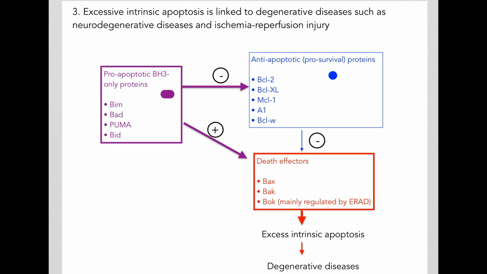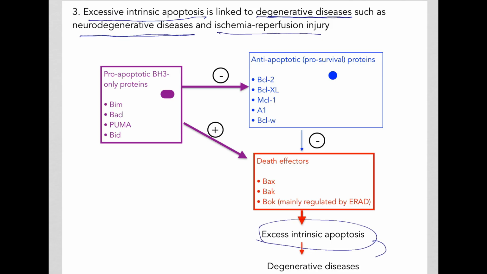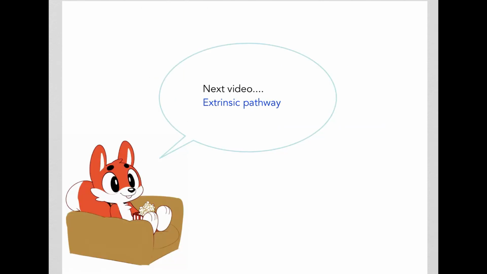And finally, excessive intrinsic apoptosis has been seen in degenerative diseases such as neurodegenerative diseases, as well as ischemia-reperfusion injury. So if there is too much apoptosis, that will lead to degenerative diseases. So this is basically how intrinsic apoptosis works. In the next few videos, we'll talk about extrinsic apoptosis.